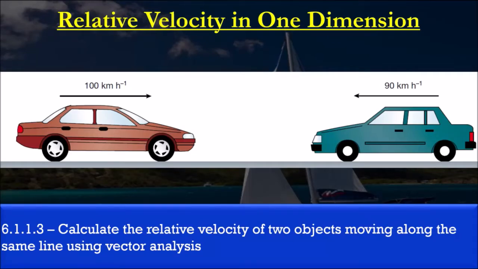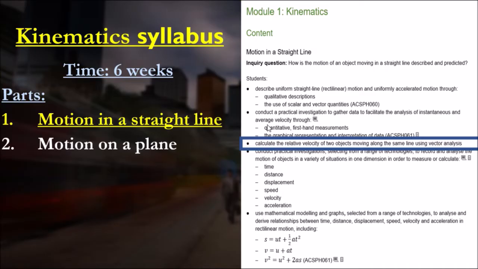My name is Mr. Wong, and today we'll be looking at kinematics. The specific inquiry question we're looking at is from inquiry 1, and its focus will be on the calculation of relative velocity of two objects moving along the same line using vector analysis.